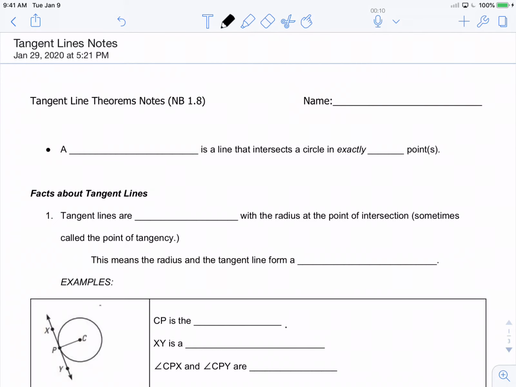Yesterday we practiced what we had learned the day before on Tuesday about line segments and their measures in circles. So we talked about chords and chords intersecting, secants and tangents intersecting. Now we're just going to focus on two special cases about tangent lines.